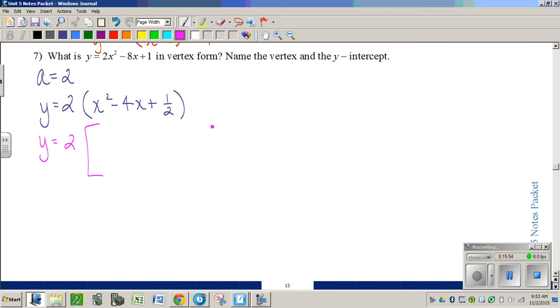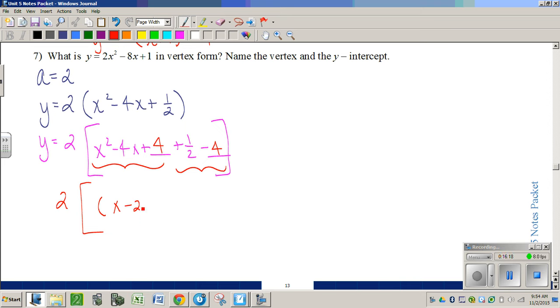Okay, remember, I like to work inside my big brackets. So we have x squared minus 4x, I have to add something, and I also have to subtract that same value. So half of negative 4 is negative 2, but that squared is a positive 4, so we're going to put 4 on both of those. This creates your perfect square trinomial.